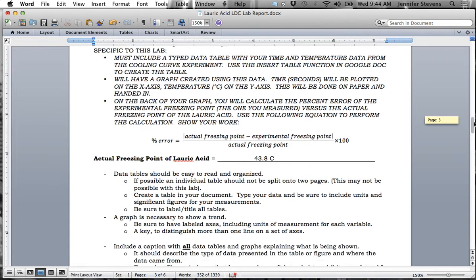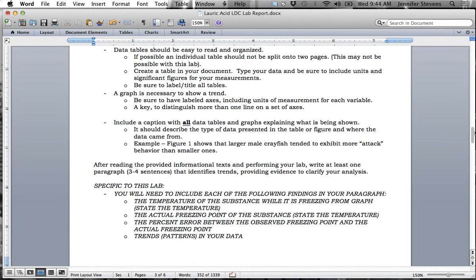Just some general points about tables and figures. Your data tables should be easy to read and organized. If it is possible, an individual table should not be split onto 2 pages. Notice I say here, and this is very important, this may not be possible with this lab. We have a lot of data. This took a long time, and that's okay, all right? But in general, what we try to do is make sure that our data tables don't split across pages if we can avoid it. Okay, make sure you include units and sig figs with your measurements, and be sure to label and title all tables.